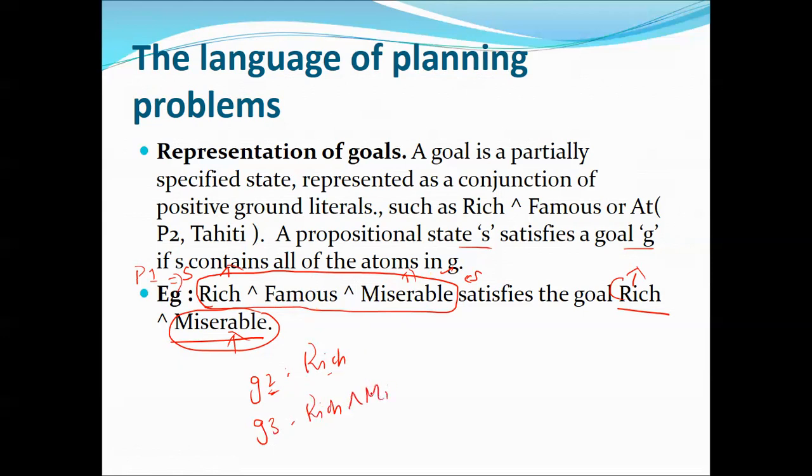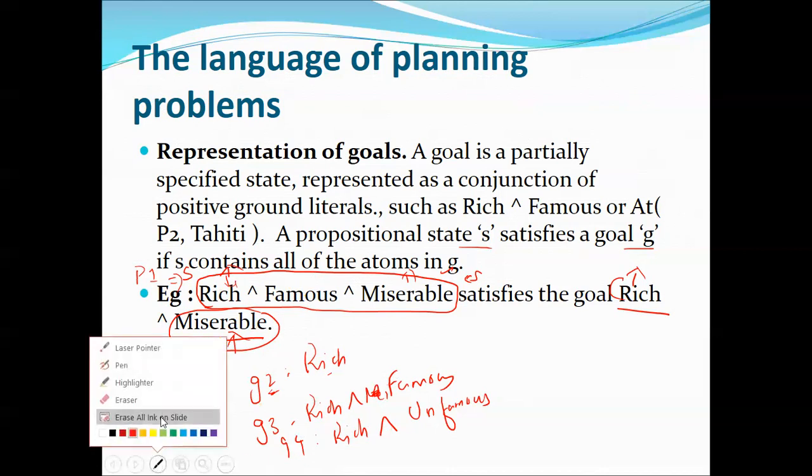You are asked to find, say, someone who is rich and famous. Then also this satisfies that. Suppose you are asked to find someone who is rich and unfamous. Then this one does not satisfy, because this person is rich but he is famous. But you want rich and unfamous, right? So this is how we check for the goal state.